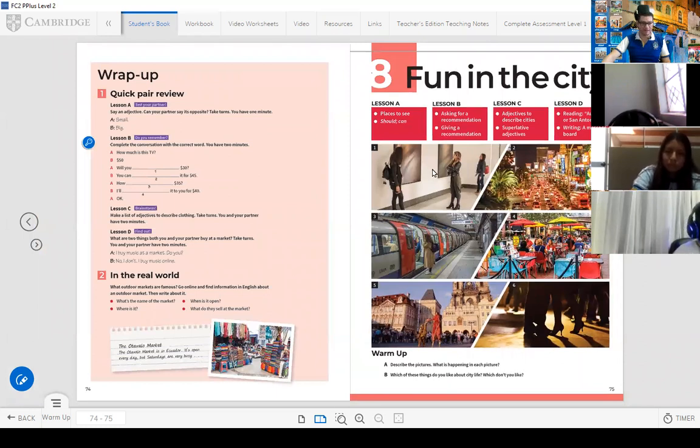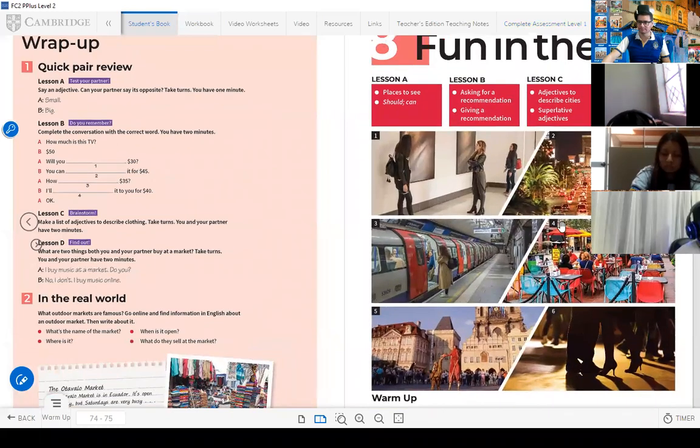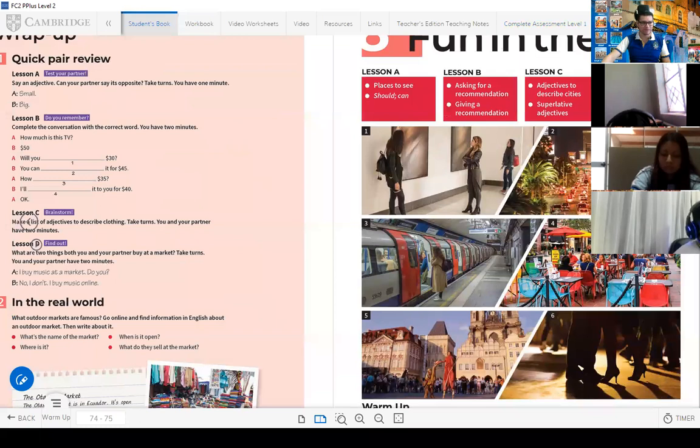It says fun in the city. What is the fun in the city about? Okay, we have some different pictures on this part. Yeah, and you have to tell me here some information. Yeah, we have here four lessons too. We are gonna talk about places to see, the use of should, can, lesson B, asking for recommendation, giving recommendation.